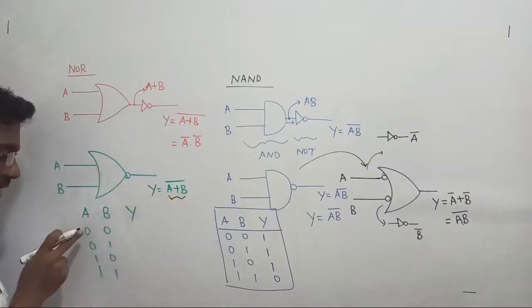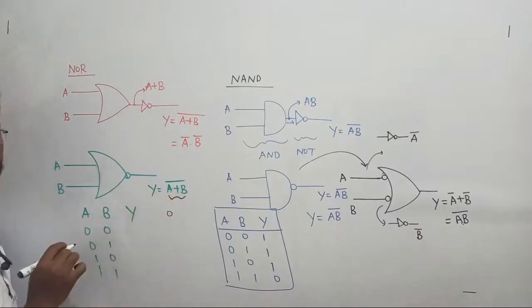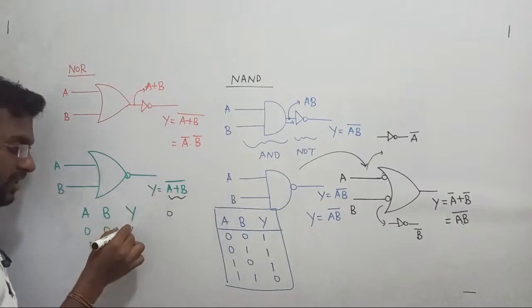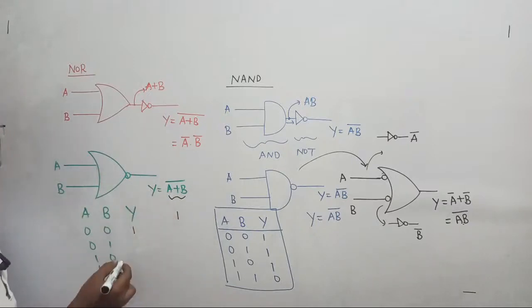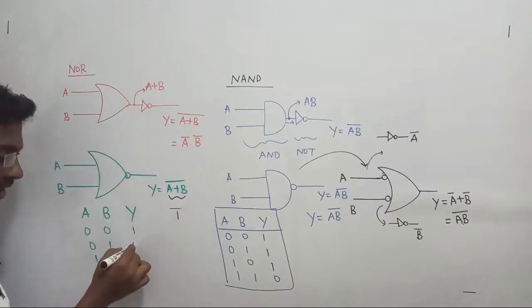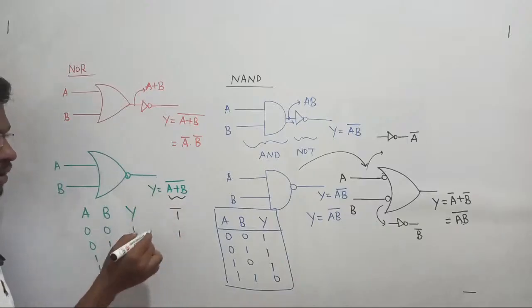For OR gate, 0 plus 0 will be 0, and then I have to take complement such that output will become 1. Similarly, 0 plus 1 will give you 1 in OR gate. If I take complement, then I will get 0. 1 plus 0 will give you 1 in OR gate.